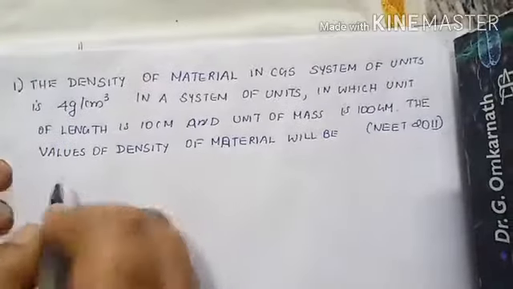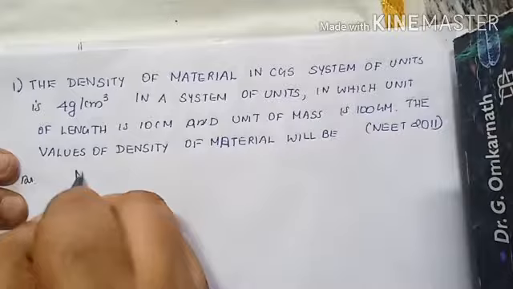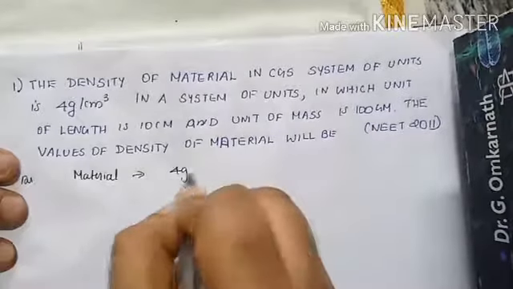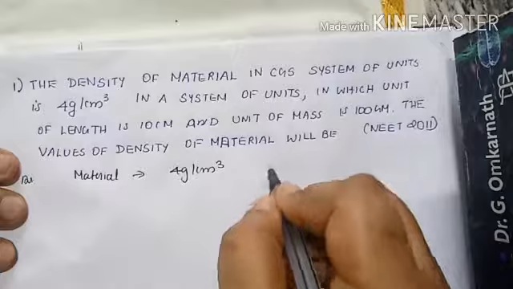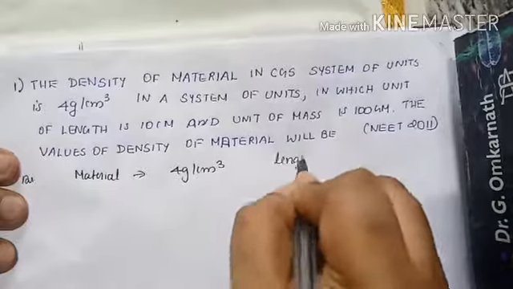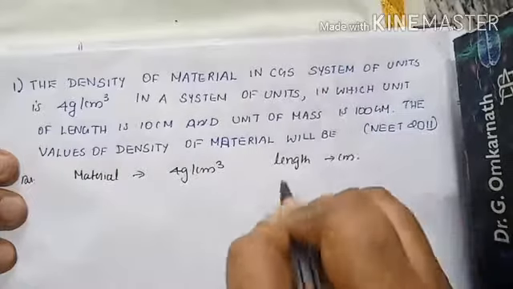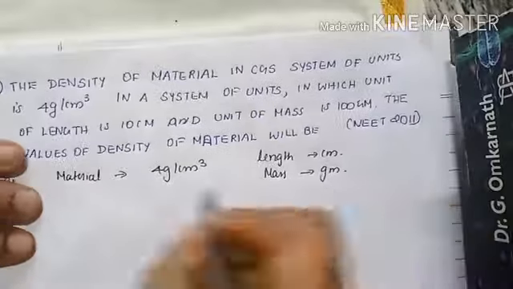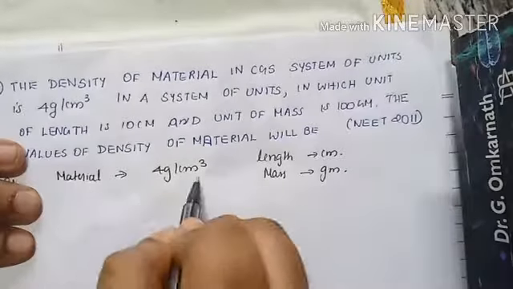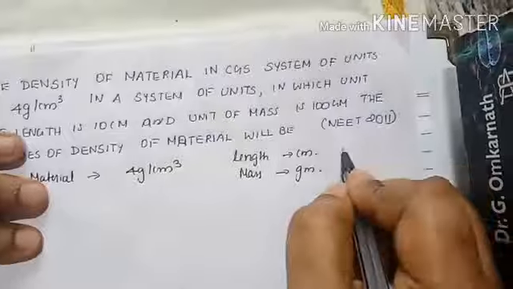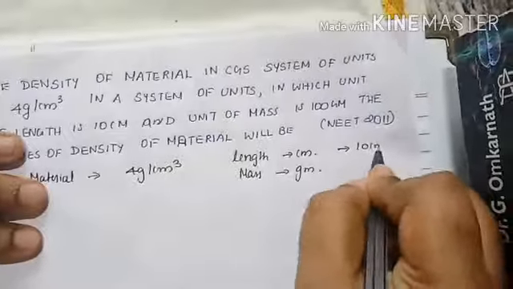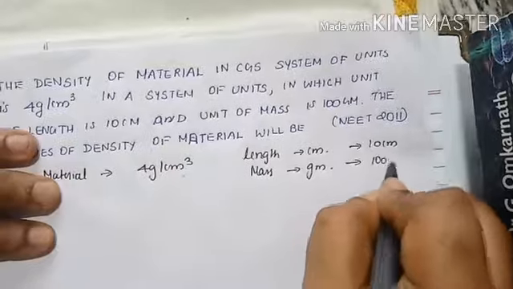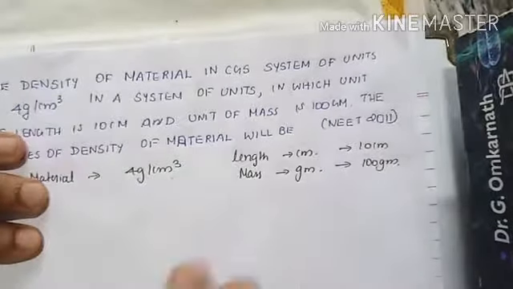If you didn't, please listen, guys. The question is, if a material has a density of 4 gram per centimeter cube, where the length unit is centimeter and the mass unit is gram, then what will be the material's density when the length unit has been converted to 10 centimeter and the mass unit has been converted to 100 grams? That is the question. I hope you didn't understand anything of it.